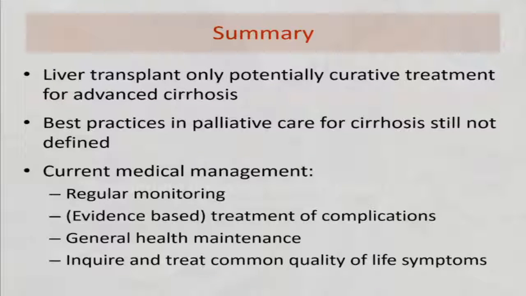So, Madam Chairman, ladies and gentlemen, if I may summarize my talk, liver transplant is the only potential curative treatment for advanced cirrhosis. And although we practice some type of palliation when we are dealing with patients with advanced cirrhosis, the best practices in palliative care for cirrhosis are still not defined. And I think that's the thing that we have to do. How do we manage end-stage liver disease? How do you manage a patient who has a hepatoma but who has a Child-Pugh score of over 15?